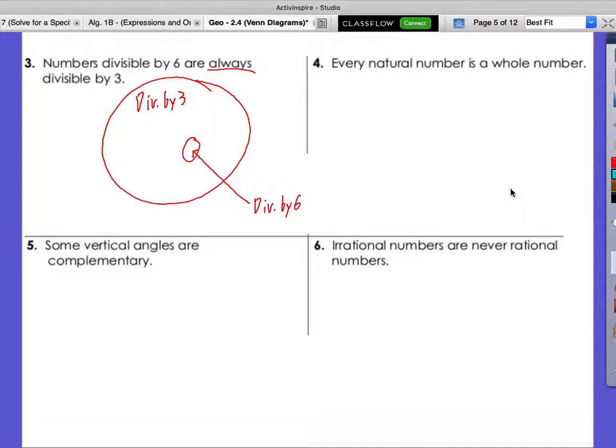Okay. Every natural number is a whole number. What word should stick out to us there? Every. So we're going to have what kind of scenario? The first one, okay? A circle inside of another. Which one's the inside one? Natural numbers. So which one's the big circle then? Whole numbers.